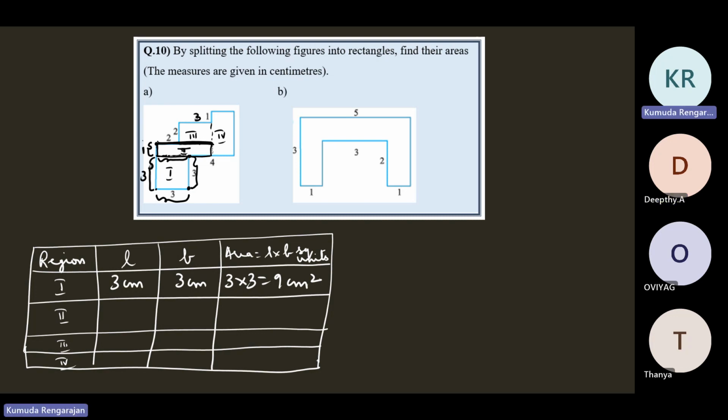See here, children, this length is 2. And the opposite side here is 3, so this also will be 3. So this length is 2 plus 3, 5 centimeters. And the breadth is right here, 1 centimeter.